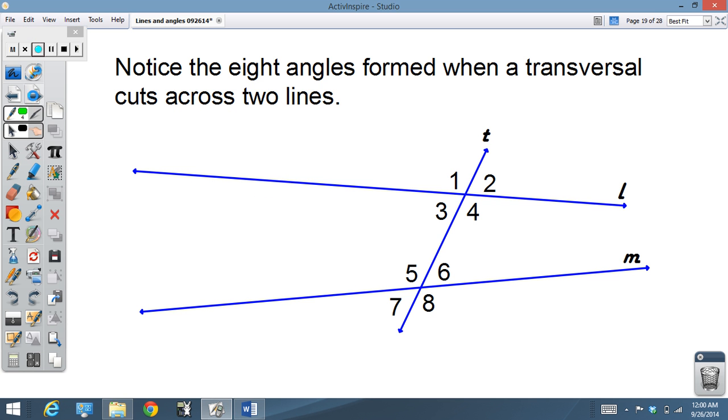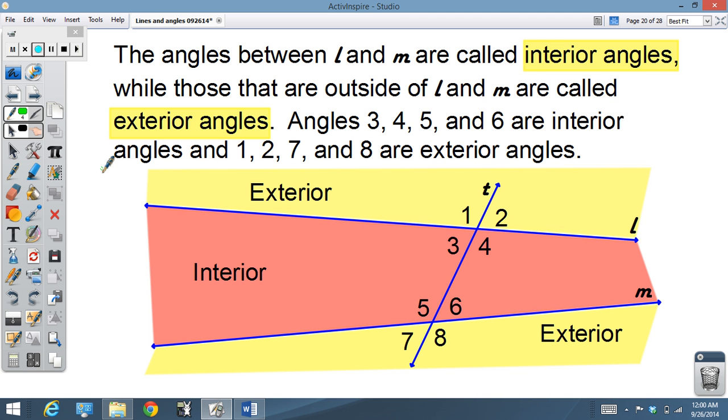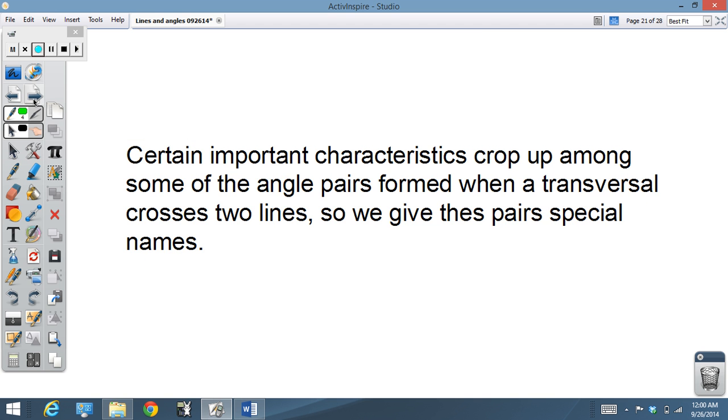In our next, nope, sorry, not ready for that yet. A little more definition. The angles between L and M we call interior angles, and those outside L and M are called exterior. So the interior is in the reddish, exterior is the yellowish. So you'll see angles 3, 4, 5, and 6 are interior angles. 1, 2, 7, and 8 are called exterior angles.